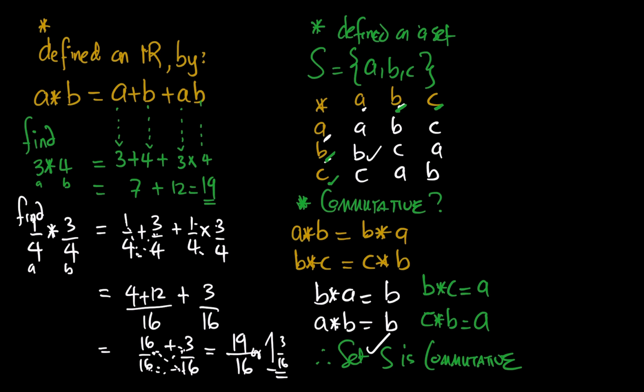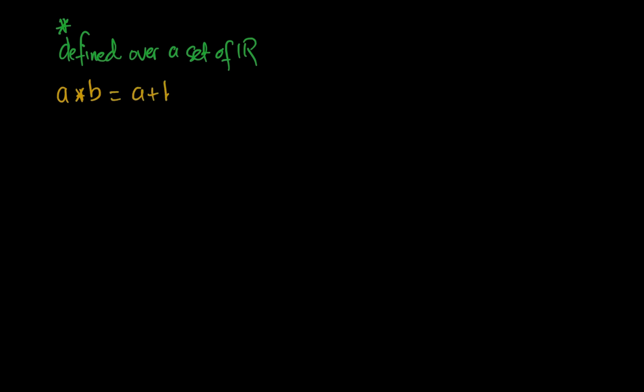Now, we're going to be looking at another problem here. The first question says that we still have an operation star. There's a star operation defined over a set of real numbers, which means the members are all real numbers. And that operation star gives us A star B is equal to A plus B plus AB.